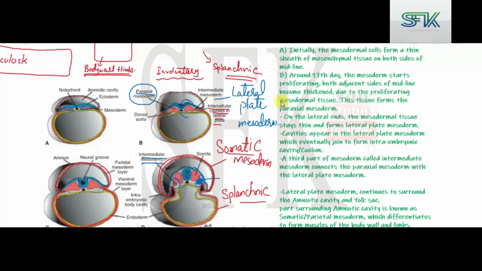Both the adjacent sides of the midline become thickened and form the paraxial mesoderm. And I told you what the paraxial mesoderm was, right, parallel to the midline, and it forms the skeletal muscles. What other mesoderm forms the skeletal muscles or has a role in forming the muscles of the limbs or the skeleton? It's actually the somatic mesoderm. So both the somatic mesoderm and the paraxial mesoderm, but mainly the paraxial mesoderm, form the skeletal muscles.